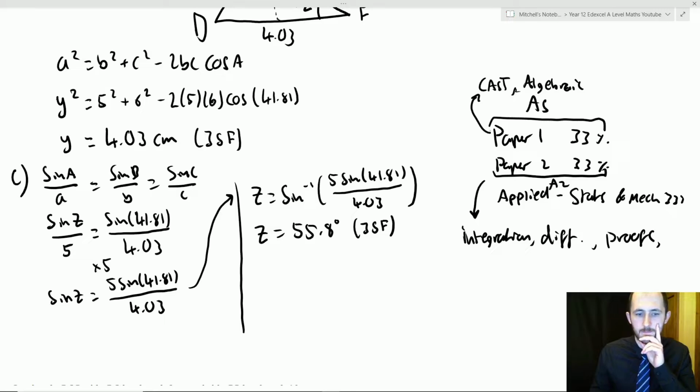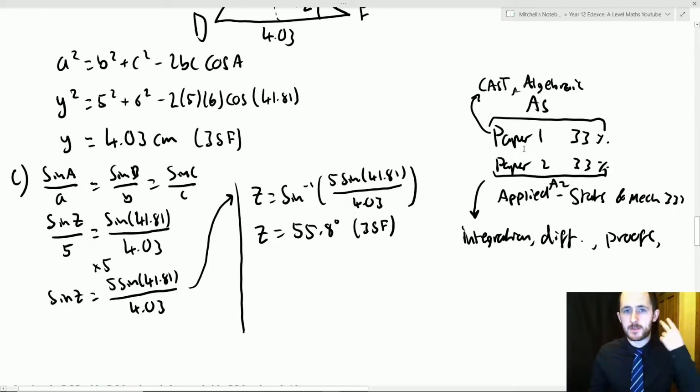Okay? Hopefully that answers your question. In general, paper 1 and 2 are pure, so you might hear them called pure 1 and pure 2. Doesn't matter. 2 of the papers are pure only, the third paper is stats and mechanics only. Yeah, good question. To be honest, paper 1 tends to be the easier one.